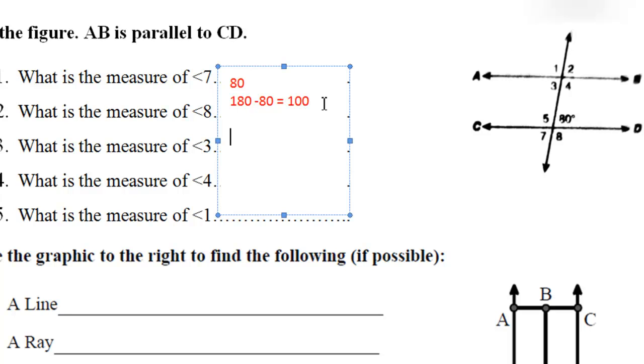Let's go to angle 3. What is the value of angle 3? You can see a Z shape here, Z shape like this. So 3 equals 80. And 4 and 3 make together a straight angle, right? Supplementary angles. So 3 plus 4 equals 180. I have 80, so how many remaining? 100.